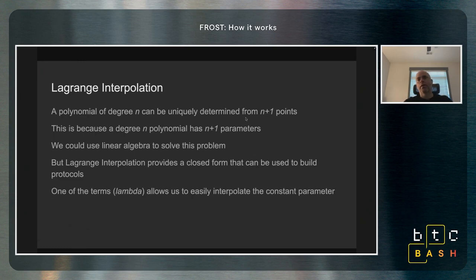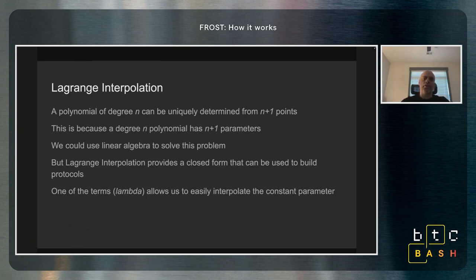So next we need to talk about Lagrange interpolation. Lagrange interpolation is a mathematical technique that allows us to uniquely determine a polynomial from a certain set of points. So how many points do we need to uniquely determine a polynomial? Well, if it's degree n, we need n plus 1 points because a polynomial of degree n has n plus 1 parameters.